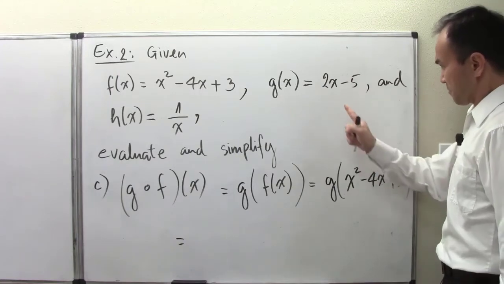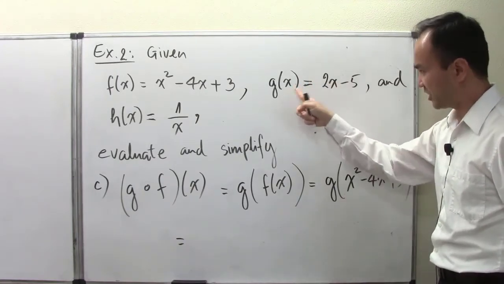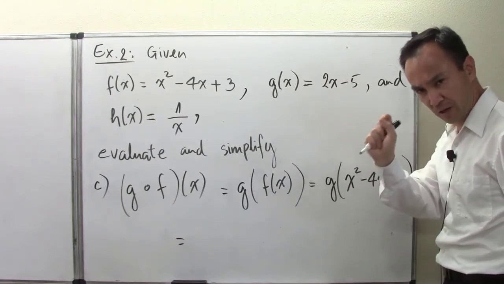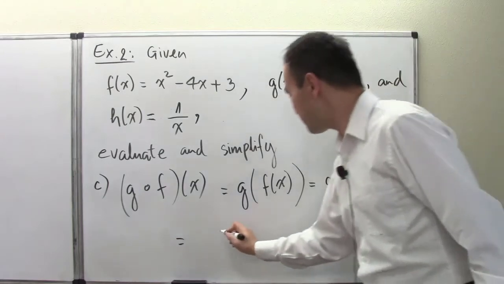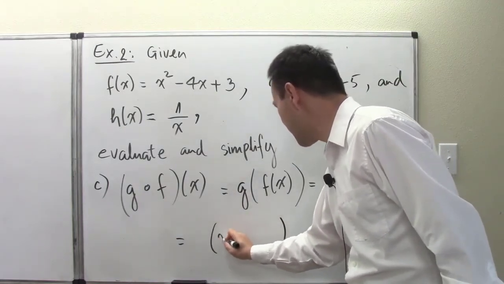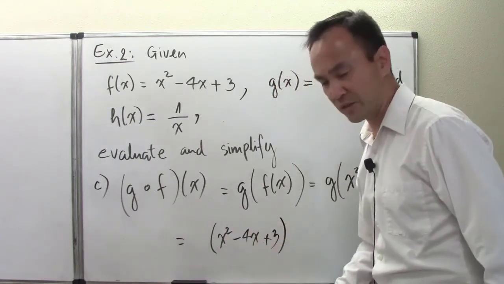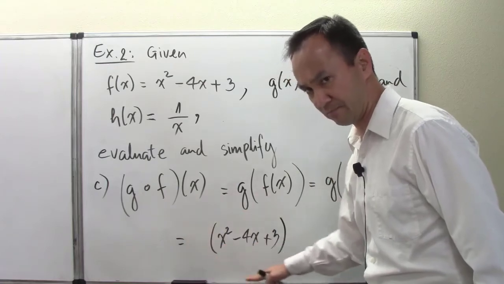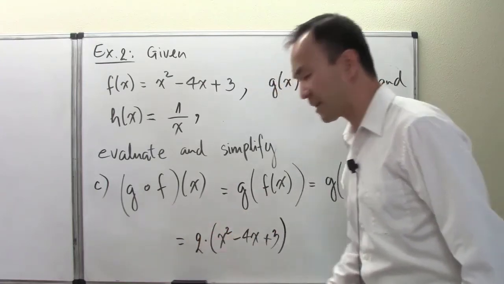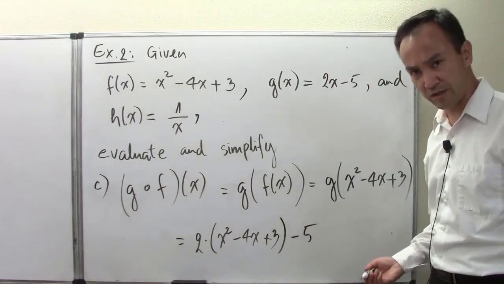The rule of g says whatever the input of g, we're going to multiply that by 2 and minus 5 with the order of operations. And now the input of g in this case is the entire expression x squared minus 4x plus 3 in terms of x, of course. So I'm going to take that input, and currently I have grouped it in parentheses. So 2 times that input minus 5.